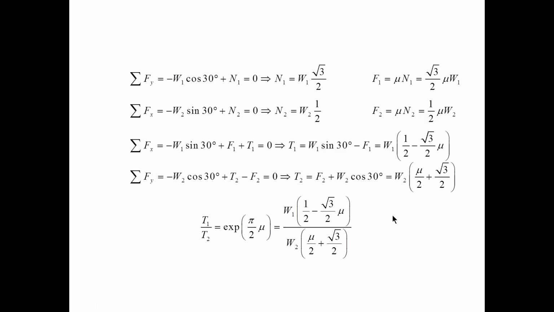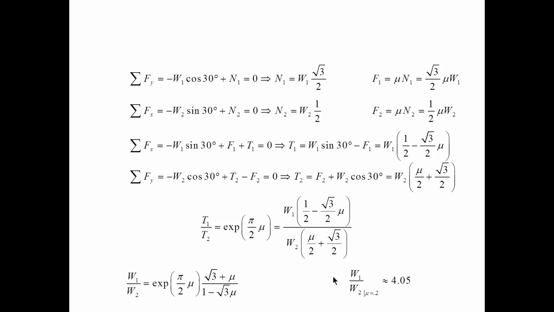Then I calculate the ratio of the tensions, and I know that on one hand, from the friction condition, it is exponentially expressed, but also from these two equations, I have this condition. And now I can solve this equation for the ratio W1 to W2. I obtain this expression, and for mu equal to 0.2, the ratio is 4.05.